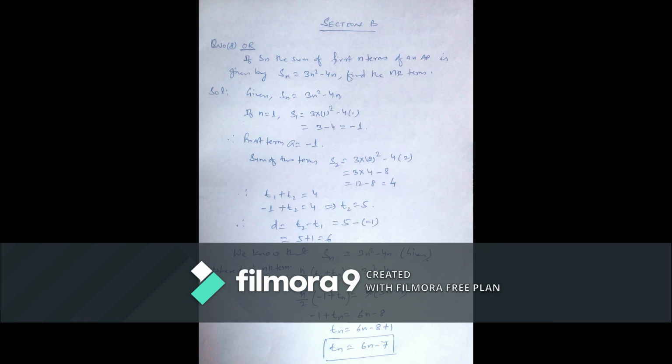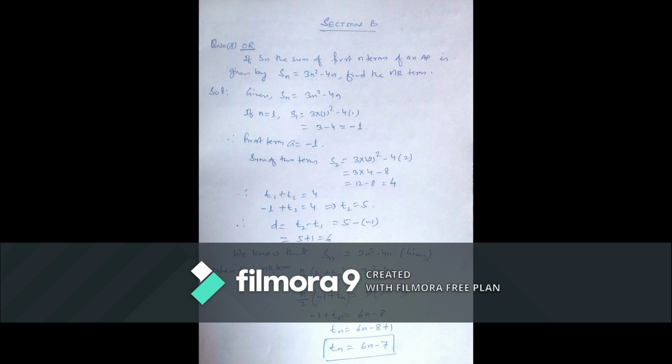For the sum of two terms, S2, we are putting n is equal to 2. So 3 into 2 square minus 4 into 2, so we are getting S2 is 4. Okay, so it means the first two terms' addition will be giving you 4. So second term will be what? 5. Second term T2 we are getting as 5. Now the difference will give us D. Common difference we can find out. T2 we have found, T1 we have found. Common difference is 6. Okay, D is equal to 6.